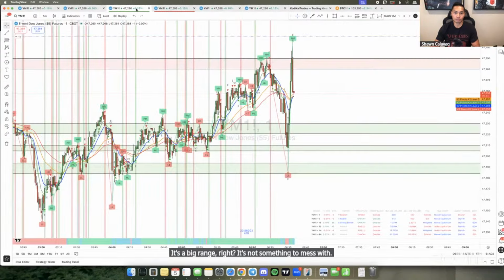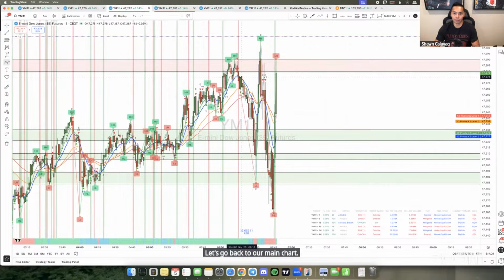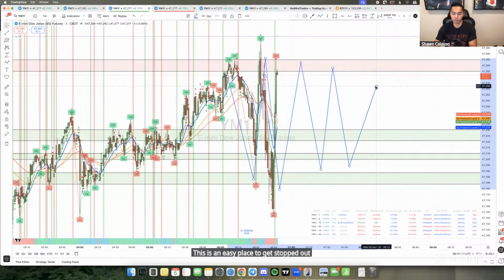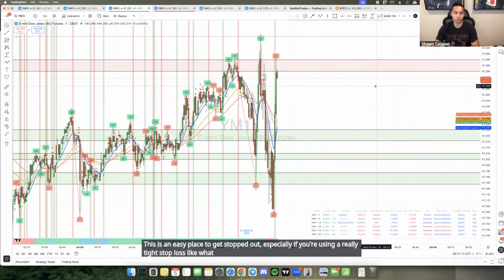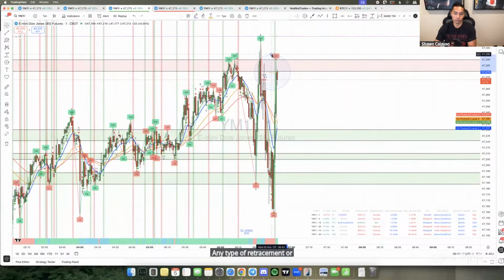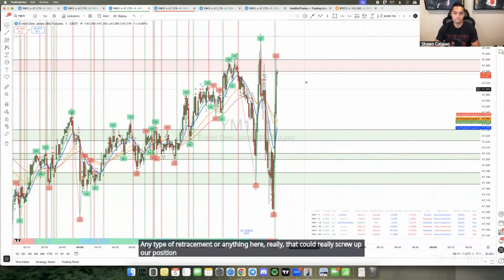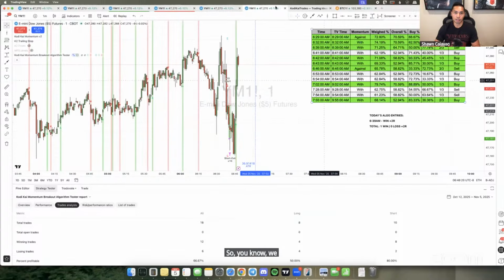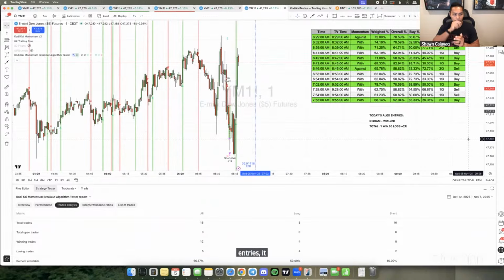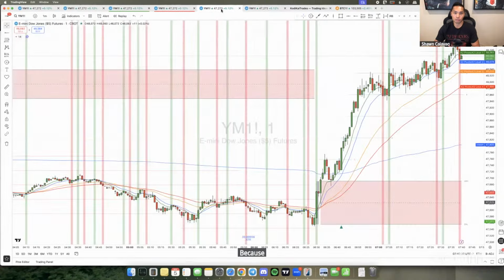Let's go back to our main chart. See how price is just chopping up between this whole area right here? This is an easy place to get stopped out, especially if you're using a really tight stop loss like what we're using, right? We're using a 20-point stop loss. Any type of retracement here really could screw up our position, it puts us at risk. So, we talk about this time and time again. It's not really about identifying entries, it's identifying when to sit out of the market, right? Knowing when to sit on your hands, knowing when to jump in, knowing when not to jump in, because the market's not always going to be moving in your favor.